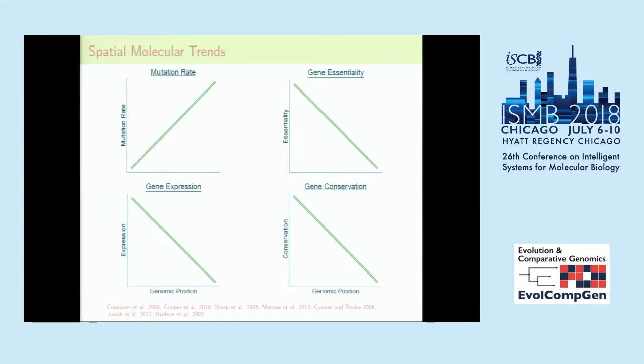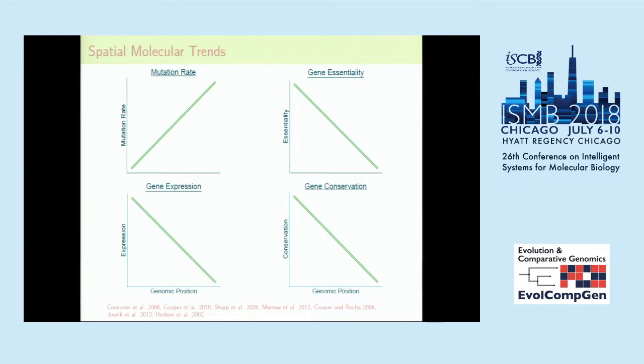A number of studies have looked at this when moving from the origin of replication to the terminus, and have found that mutation rate tends to increase with increasing distance from the origin. So there's higher mutation rate near the terminus compared to the origin, whereas gene essentiality, gene expression, and gene conservation all tend to decrease.